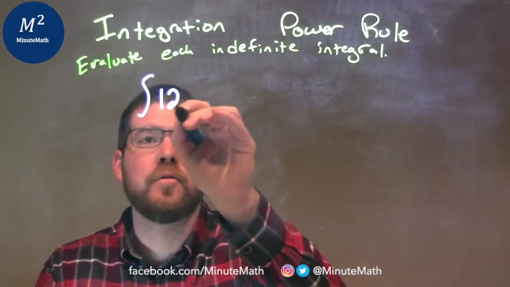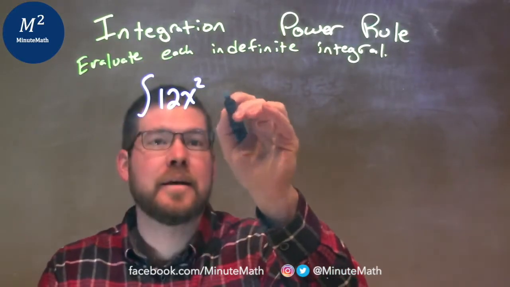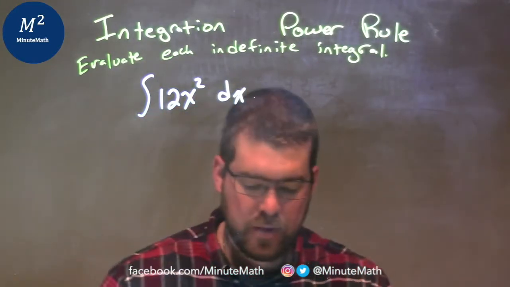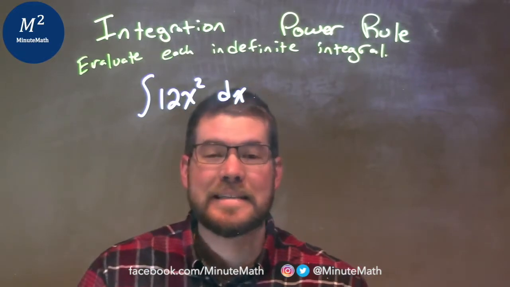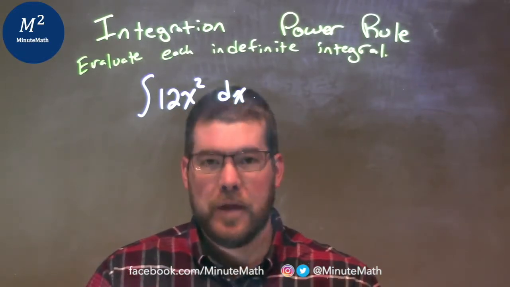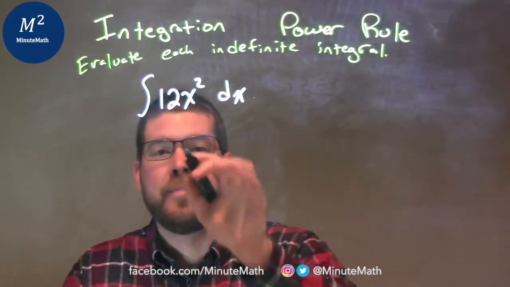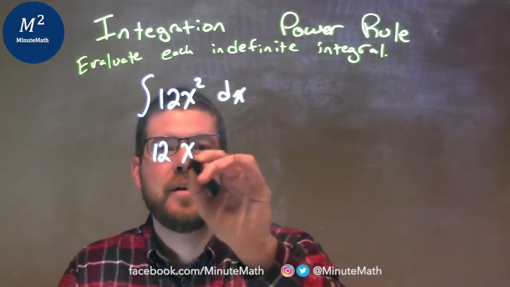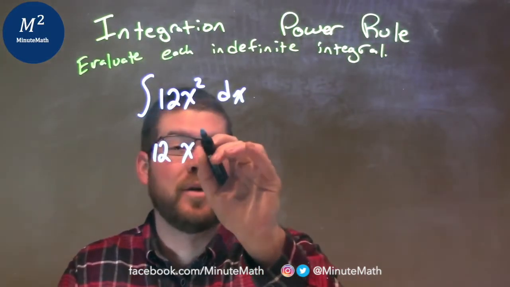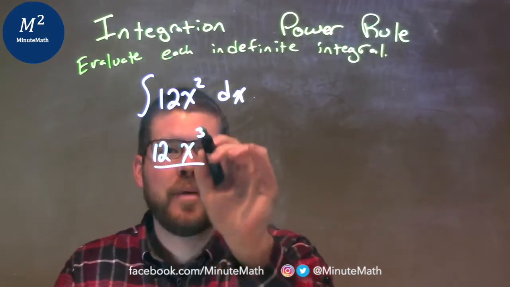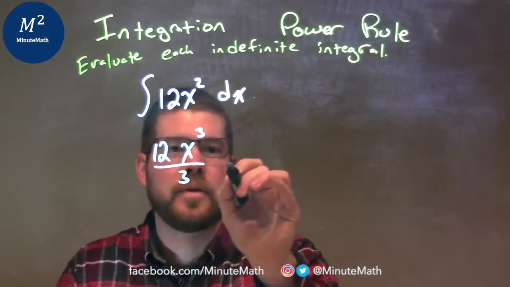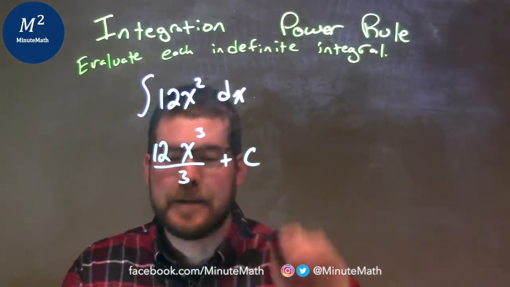Integral of 12x squared dx. Okay? So the integral of 12x squared dx, well, the power rule states I have to add 1 to that exponent. So leave the constant up front, take the exponent, I add 1, so 2 plus 1 is 3. And then I divide by this new exponent, 3. Now I can't forget my plus c.